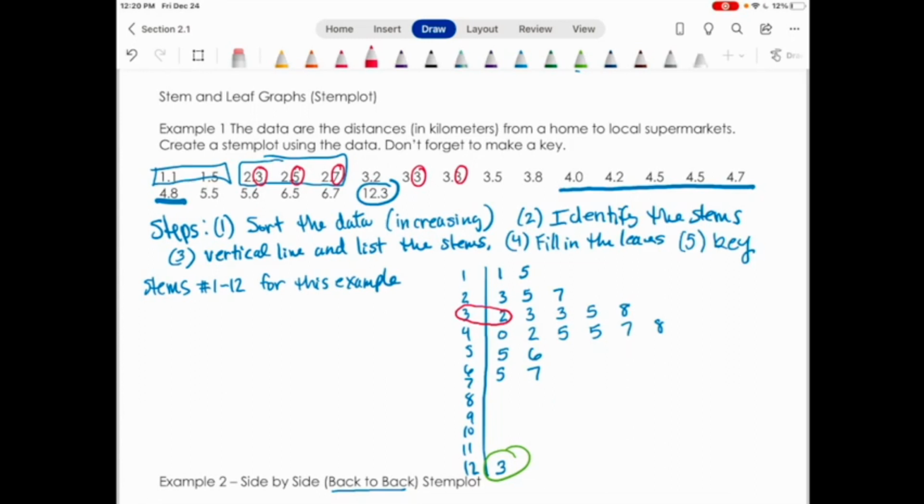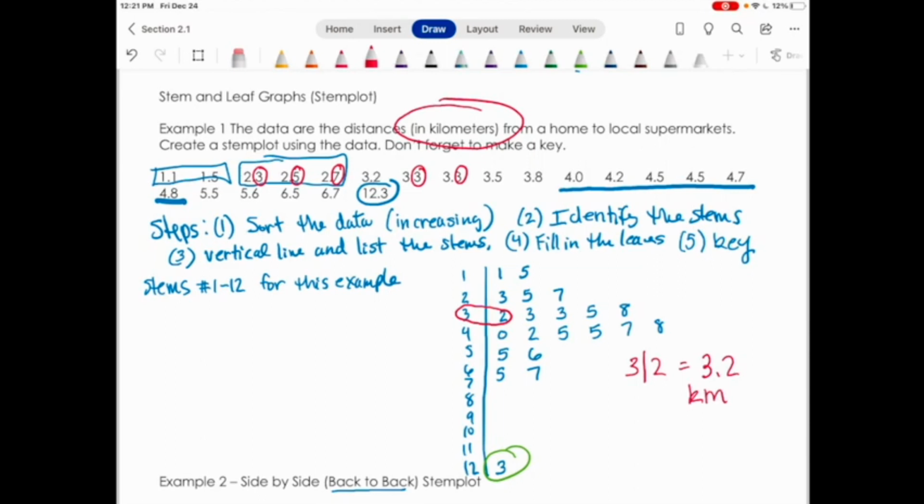Now the whole purpose of the key is to make sure that the reader understands what that 3 and that 2 means, because if someone's looking at it, they can interpret that as a 32, for example, even though this really represents 3.2. So in here, I'm going to write 3/2 is equal to 3.2, and then you always want to make sure that you put in your units. The 3.2, if you look at the problem, represents kilometers. So I'm going to put in there kilometers.